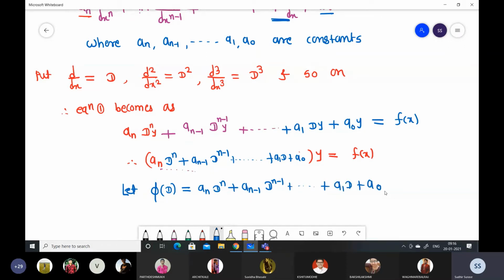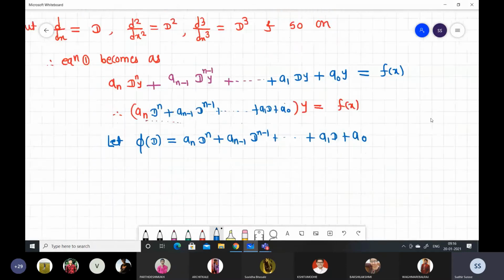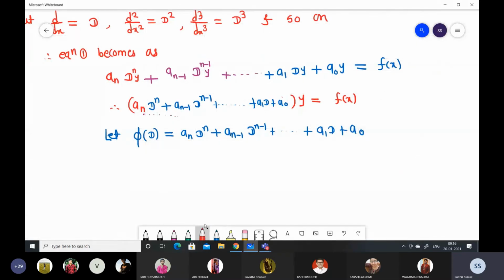Okay, now from here onward we are going to deal with the solution. The shortest form we obtained here, let me call this equation number 2. If you let phi of D be this expression, a n D to the power n and so on, and put this back into equation 2, it will look like phi of D times y is equal to f of x.